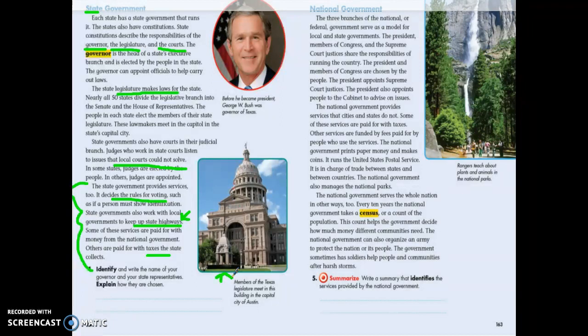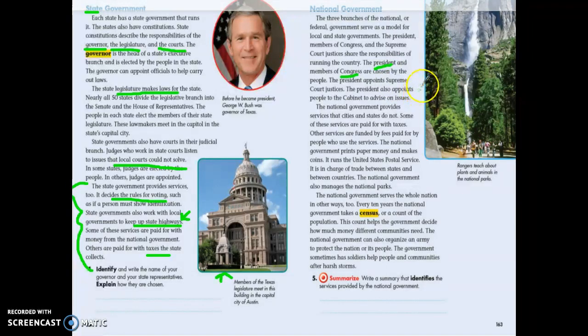National government. The three branches of the national government, or federal government, serve as a model for local and state governments. The President, members of Congress, and the Supreme Court justices share the responsibilities of running the country. The President and members of Congress are chosen by the people. We vote for them. Every so often we have elections for different Congress people. Every 4 years we elect a new president. And the citizens of our country vote on those people.